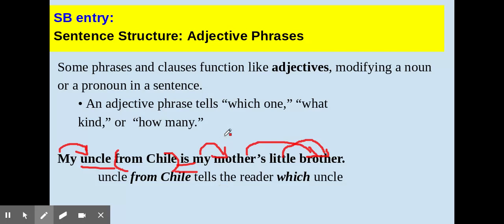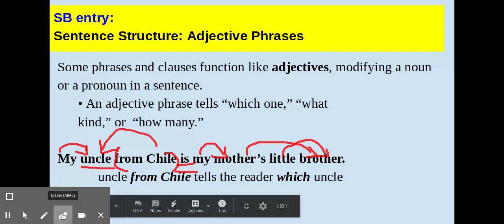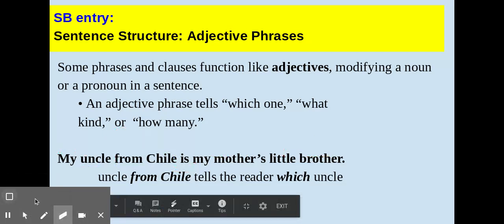Okay, so I've pretty much got my sentence broken down into pieces, and I can see that the only phrase I have is from Chile. And it is actually an adjective phrase describing which uncle, because we get to learn where he's from. So now, at this point, I'm going to move on to our workbook. And if you didn't get all this, then you can pause me and keep going.